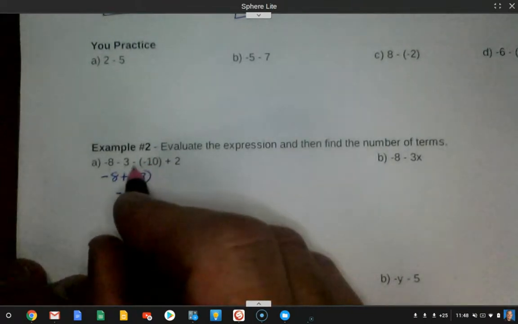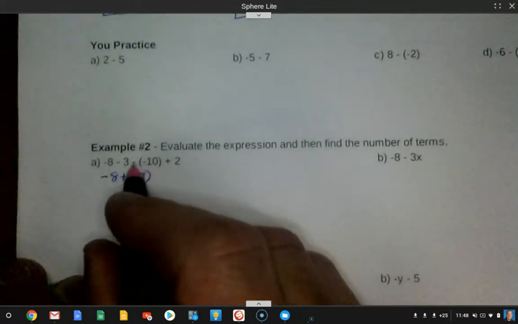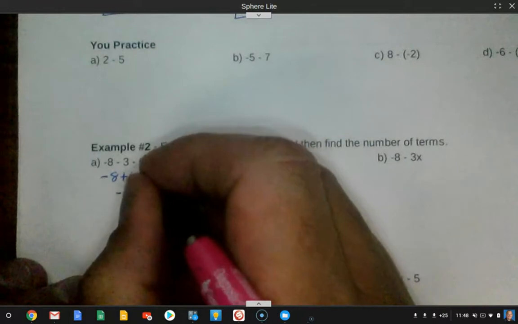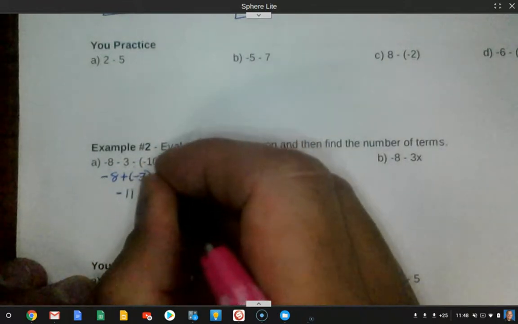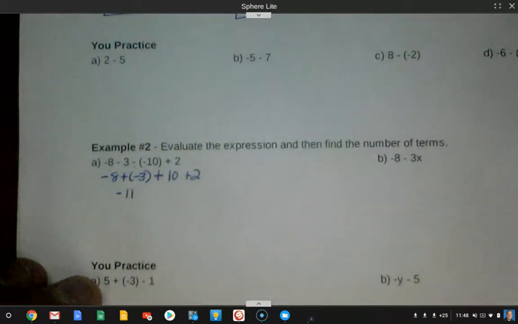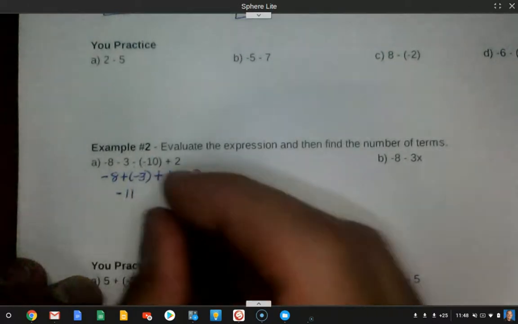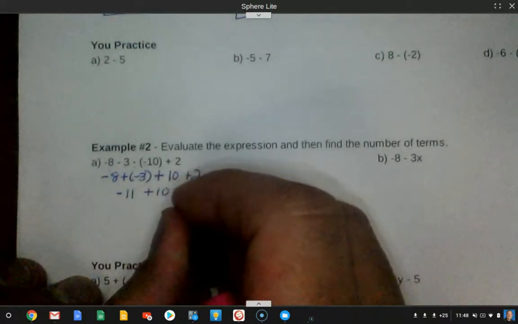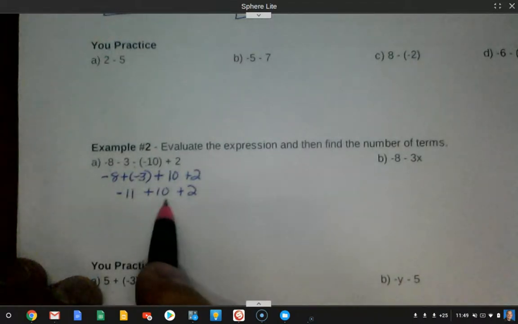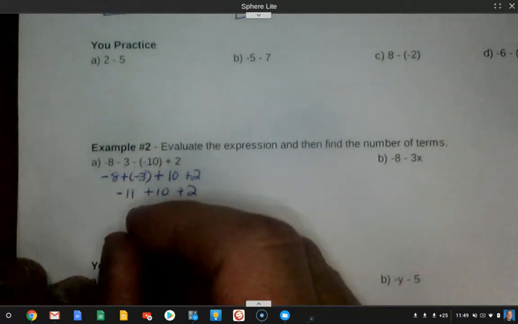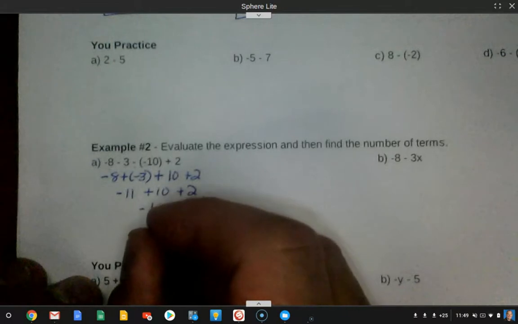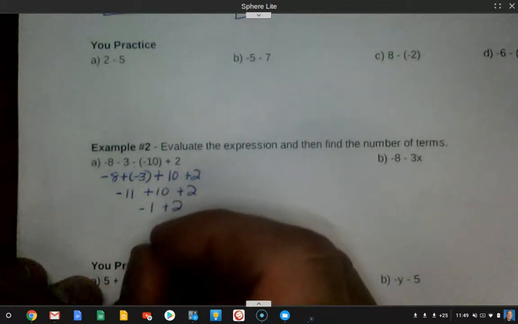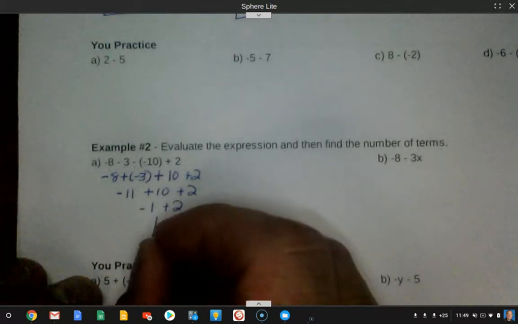Now I'm going to do the rest. Notice I have minus a negative. Minus a negative turns into a plus 10 and plus 2. Negative 11 plus 10 is negative 1. Negative 1 plus 2 gives us 1.